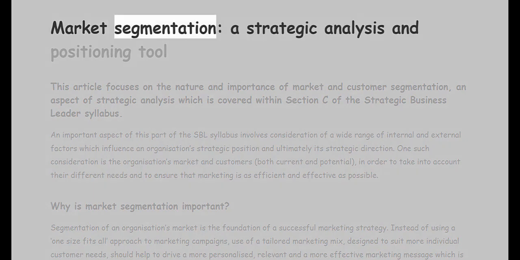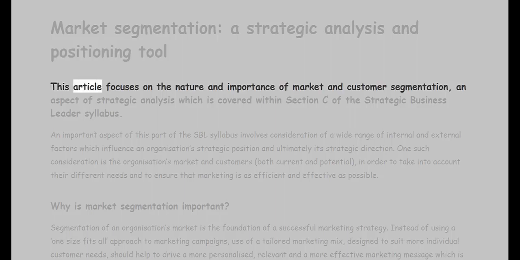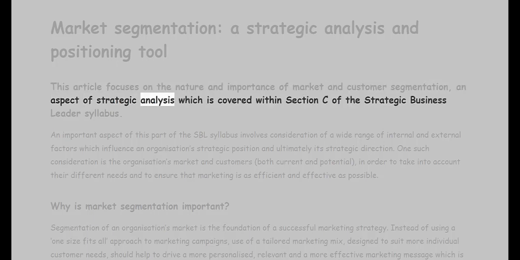Market segmentation, a strategic analysis and positioning tool. This article focuses on the nature and importance of market and customer segmentation, an aspect of strategic analysis which is covered within Section C of the Strategic Business Leader syllabus.